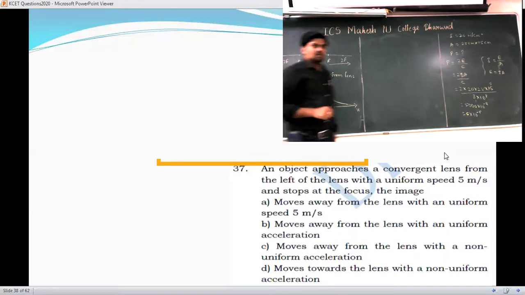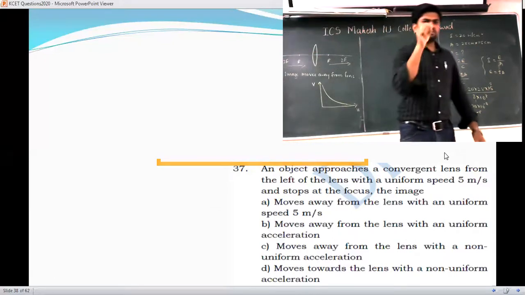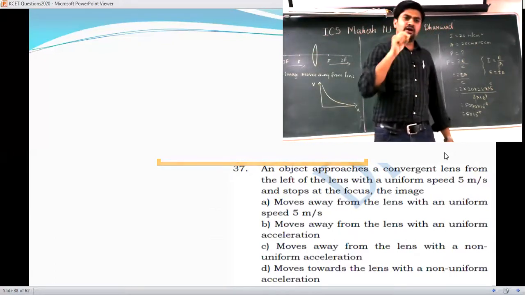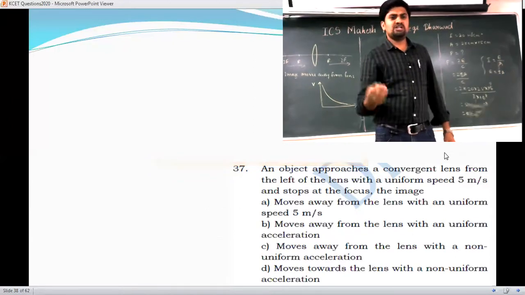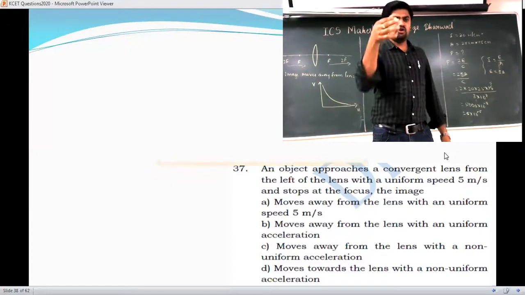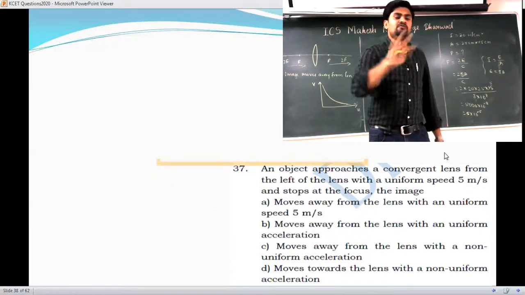Now the question comes: in options A, B, C, in all the three options they have given moves away from the lens. But the question is whether it is uniform speed, uniform acceleration or non-uniform acceleration.